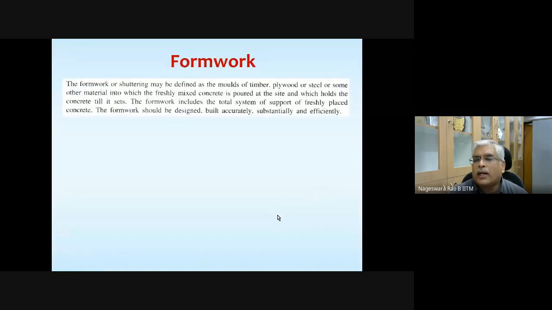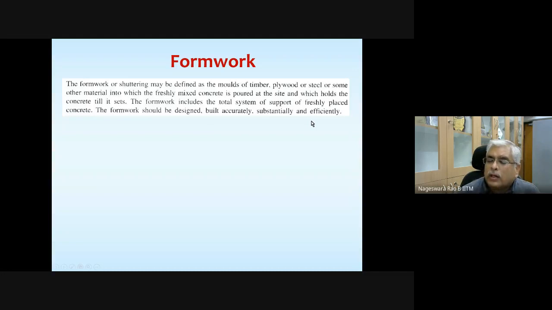And formwork is for supporting, so let's go through this formwork once, and then you will quickly complete this. This formwork or shuttering may be defined as the molds of timber, plywood, or steel, or some other material into which freshly mixed concrete is poured at the site, which holds the concrete till it sets or hardens. The formwork includes the total system of support of freshly placed concrete.